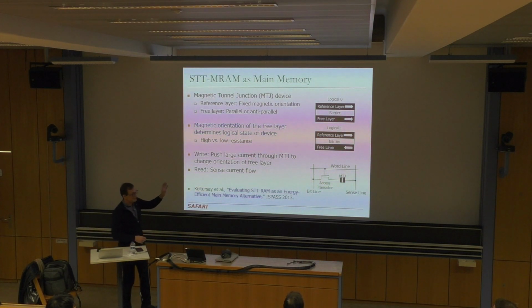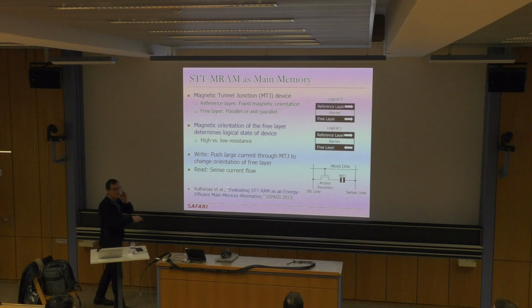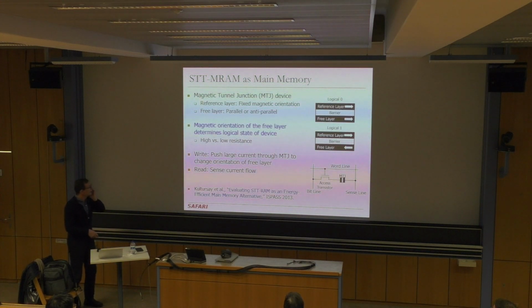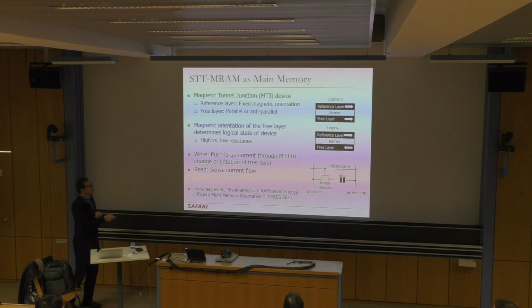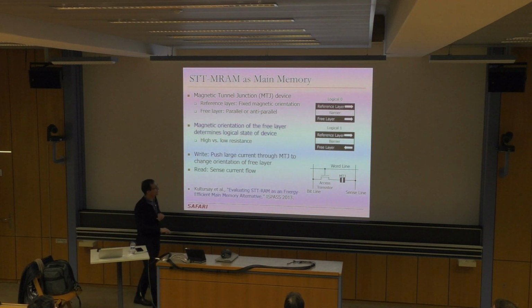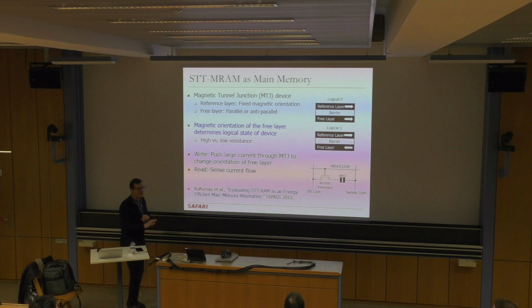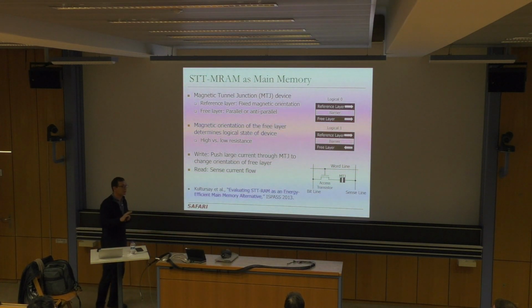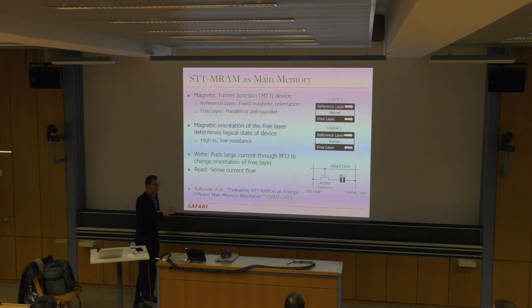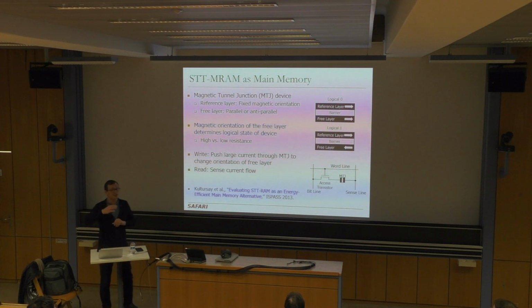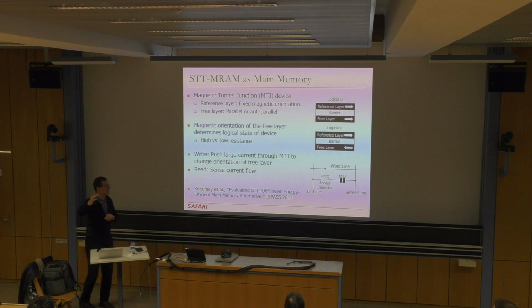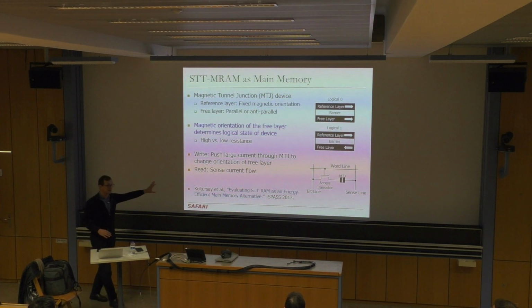Again, there are very interesting papers related to it, some of them referenced by this work over here. Essentially, when you write to this device, you need to push large enough current through this magnetic tunnel junction so that you can change the orientation of the free layer. So current is still a problem over here, but it's not as bad as phase change memory. You just need to change the magnetic orientation, which is much simpler than actually heating the device to hundreds of degrees Celsius. So in that sense, this is much more viable.